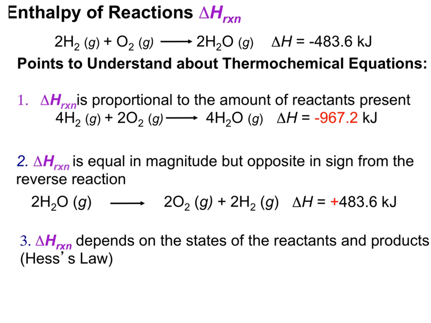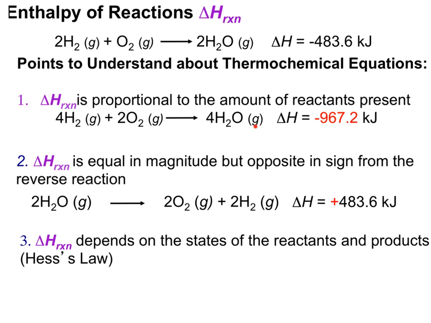So there's a few things we need to understand about thermochemical equations and their delta H of reaction. The reality of it is that each individual thermochemical equation is specific for both its quantity of substance present, the direction the reaction is going, and of course the states of matter in those reactions. So what do I mean by that?